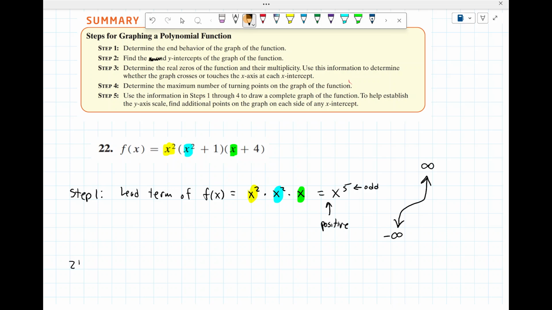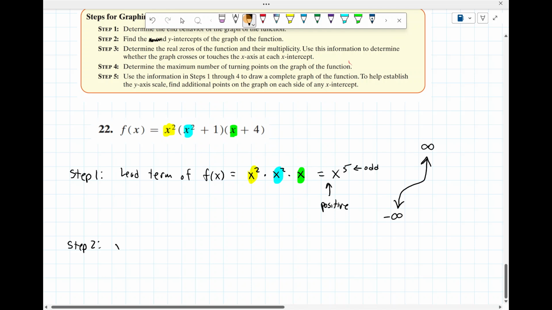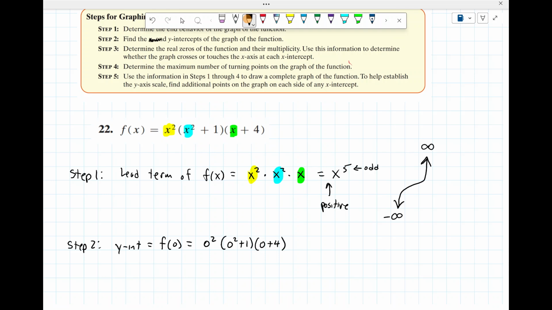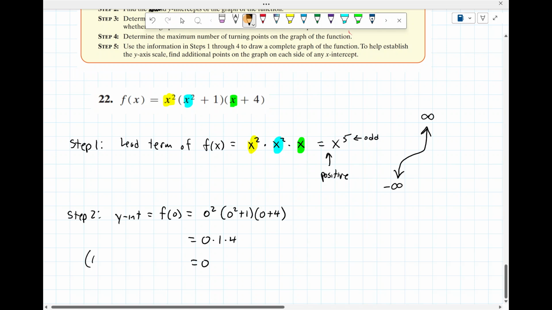Step 2, we're going to find the y-intercept. So again, the way we do that is the y-intercept will always be equal to f of 0. So this is going to be equal to 0 squared times 0 squared plus 1 times 0 plus 4. This ends up being 0 times 1 times 4, which is just 0. So we have a y-intercept of 0.